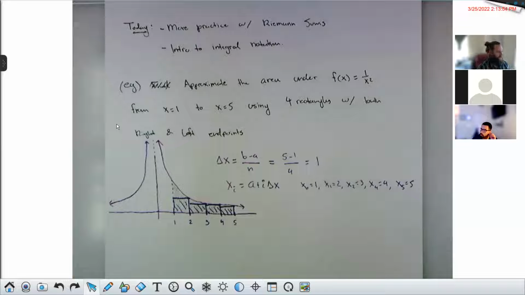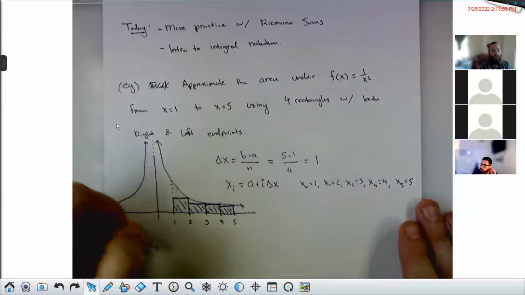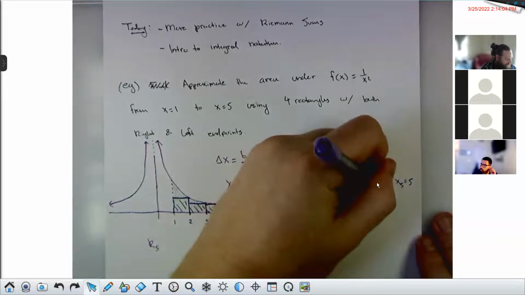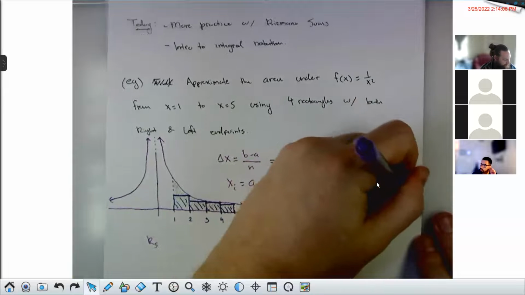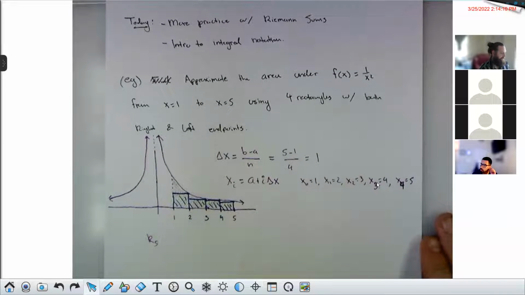So that's no surprise. Professor, I think you skipped x3 equals 4, but you put x4 equals 4. Yeah, sorry, x3 equals 4 and x4 equals 5. Sorry about that. Yeah, very good. 0 through 4, we should have a total of 5 of these things. That's good.